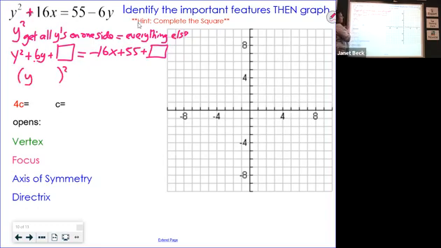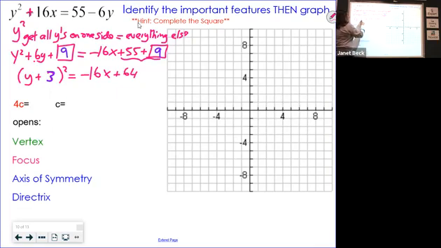This number here divided in 2 gives me 3. Square it, put it back. Cut it in half, bring it down, square it, put it back. So what have I got on the other side? I've got negative 16x plus 64. Nearly there. I need to factor out that negative 16.